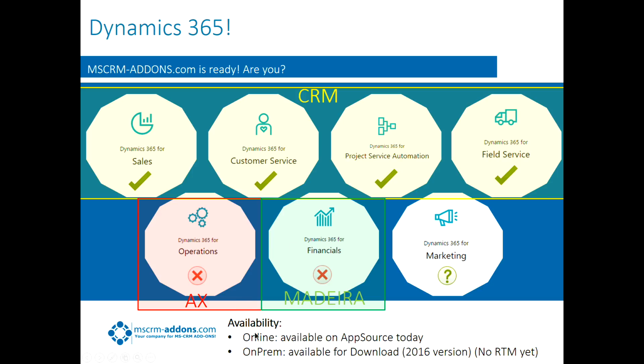Again, for the online version, everything is available to you via AppSource. It's pretty easy to get to, and that's what we're going to be covering today. For on-premise, the Dynamics 365 versions are available for download. You're basically going to want to go to our website. There's a 2016/365 version that you can download. Of course, there is no official release from Microsoft yet, but if you were lucky enough to get the beta, you can start testing our add-ons right away.